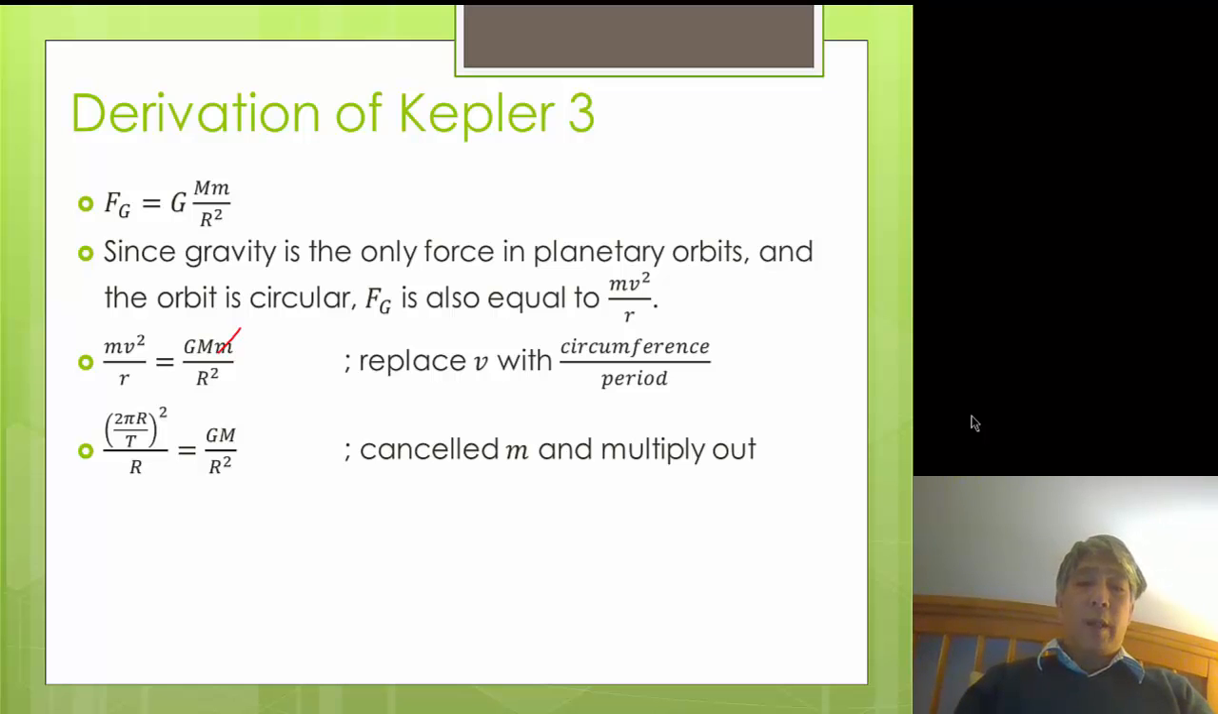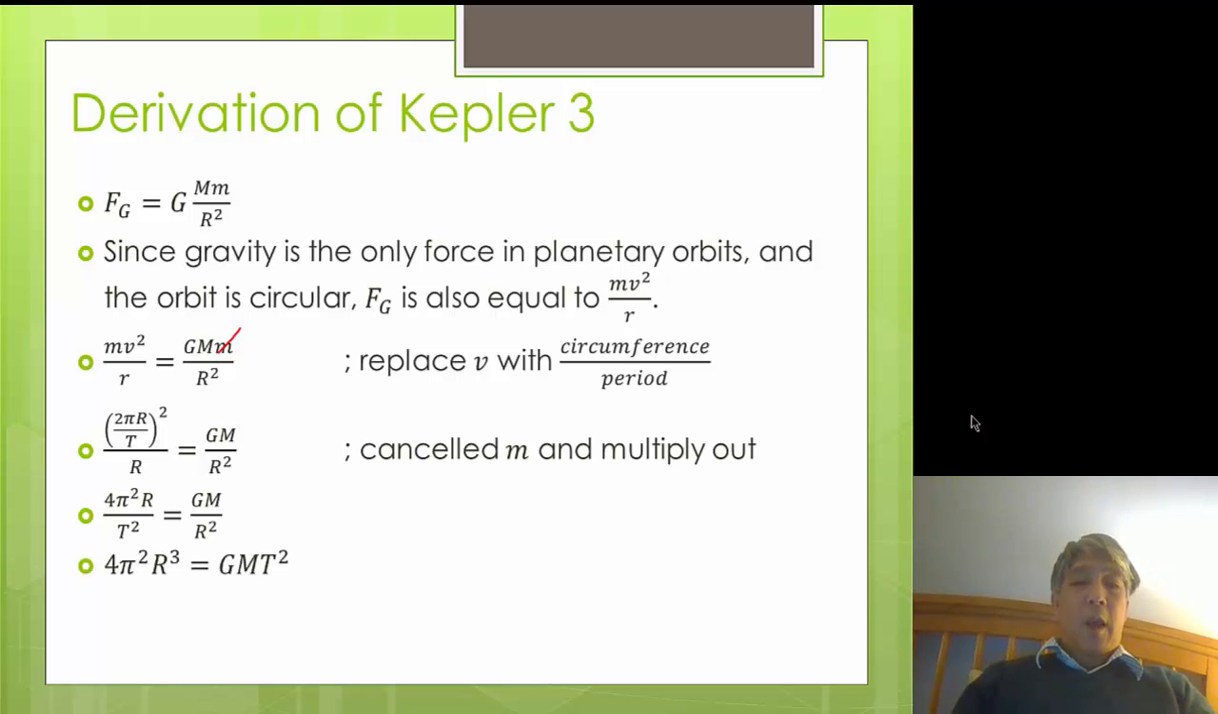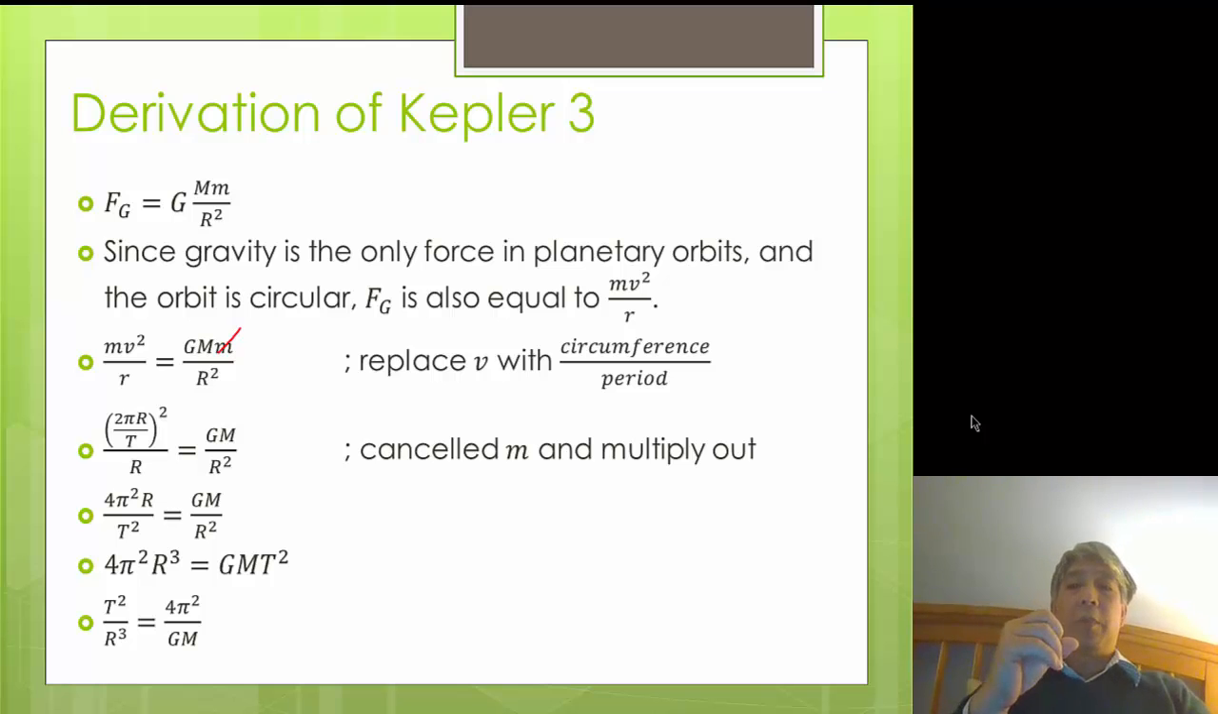But I can rearrange that a little bit and end up with 4 pi squared r over T squared equals GM over r squared. Cross multiplying to get rid of the fraction, I get this formula, and then rewriting it in Kepler's format, I end up with this. So that's the derivation for Kepler 3. Again, it's important to remember the steps associated with this. There's really only two steps.